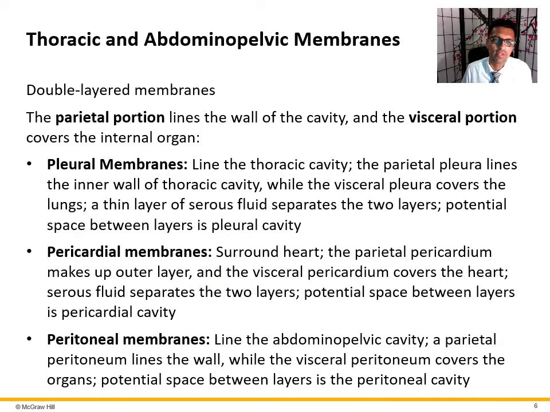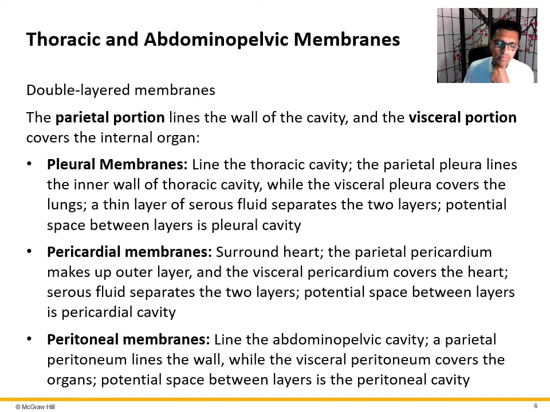All right. Now, if you look at thoracic and abdominal membranes, you have double-layered membranes. The parietal portion lines the wall of the cavity, and the visceral portion covers the internal organs. So the viscera, that's the internal organ, and the parietal is along the wall cavity. You can get fluid along those linings, and you can get pericarditis, which involves the pericardial membranes. You've probably heard of that from COVID. But pericardial membranes surround the heart. So pericarditis, itis meaning inflammation. Pericarditis is inflammation of that lining.